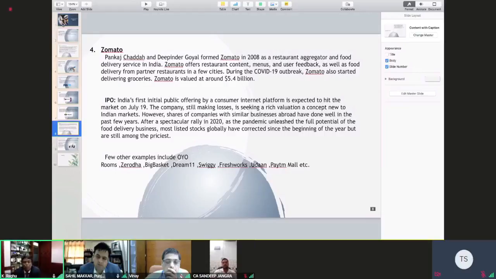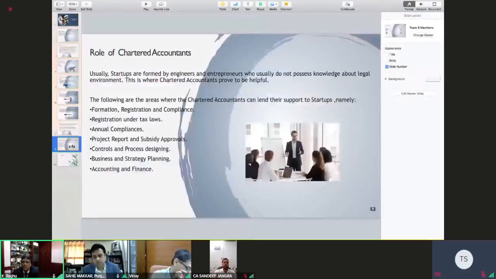Then again, we have Oyo Rooms, Zerodha, Big Basket, Dream11, Swiggy, Freshworks, Udaan, Paytm Mall. All these are success stories. What I'm trying to tell you, friends, is that today we have a lot of successful startup ventures in our country. Investors are ready to invest money in them and take that risk, because they find that these startups can do well and provide employment to a lot of people.